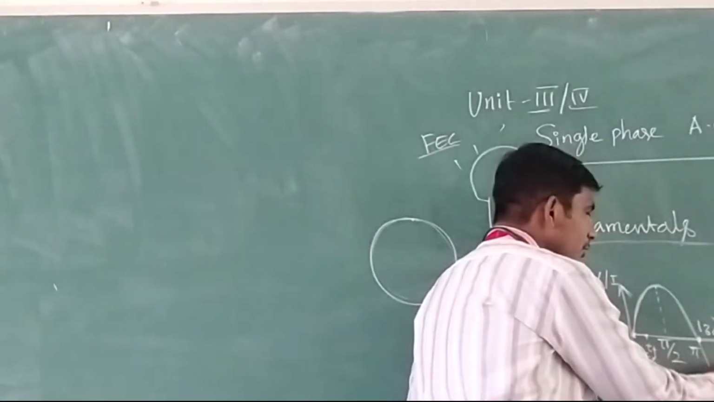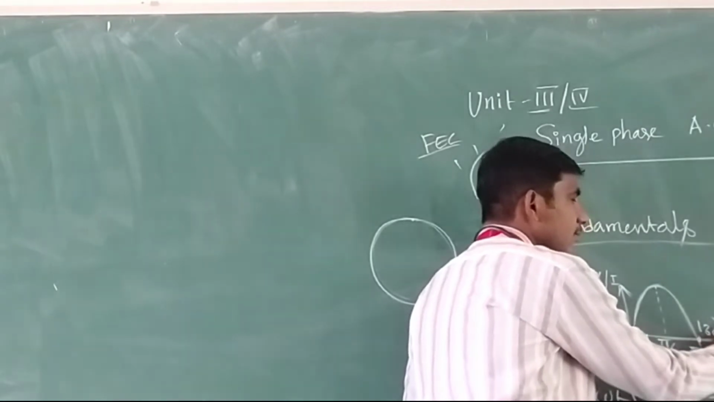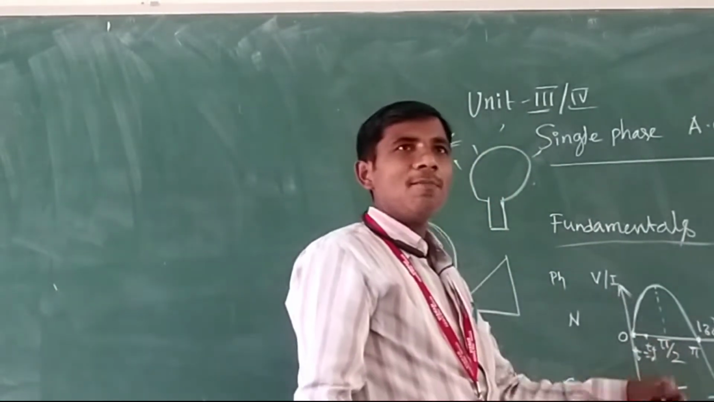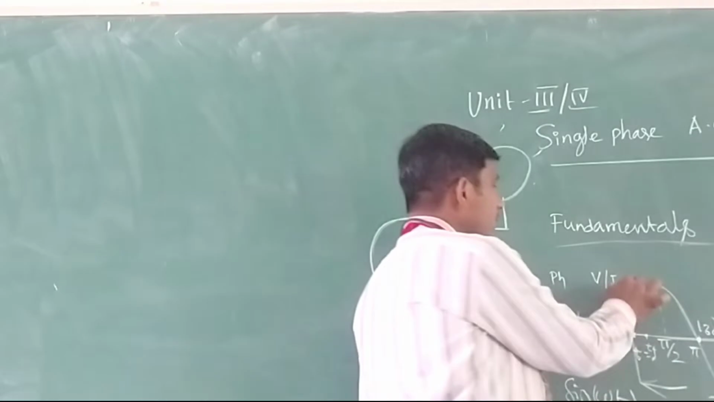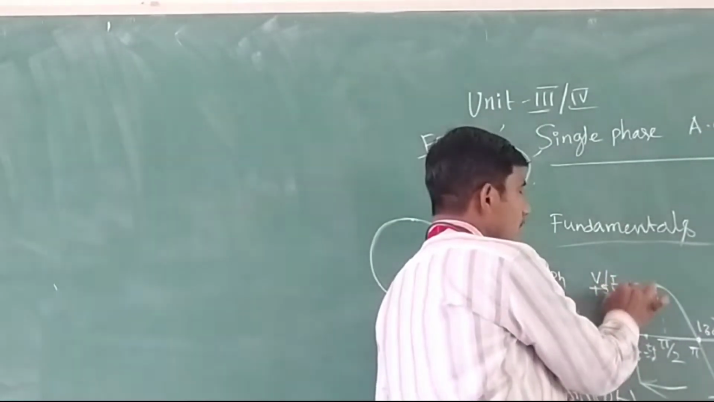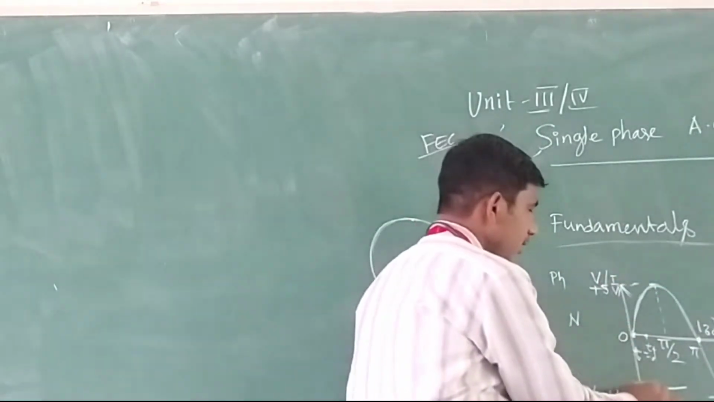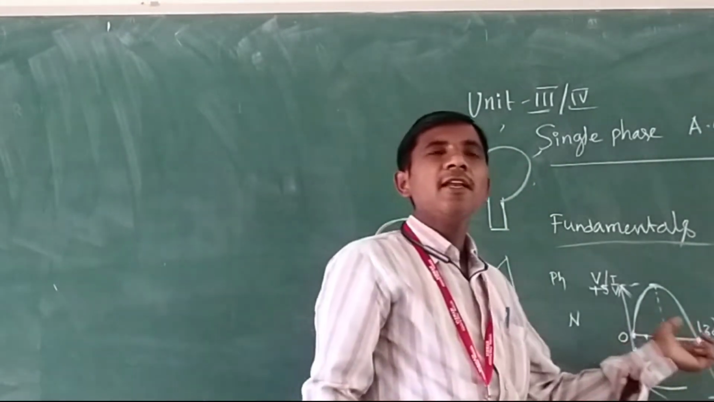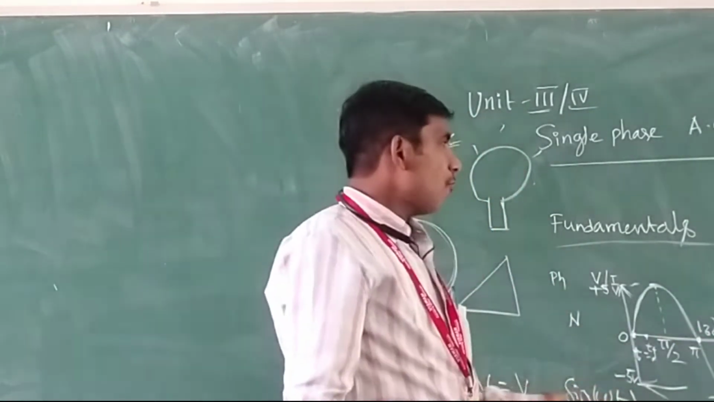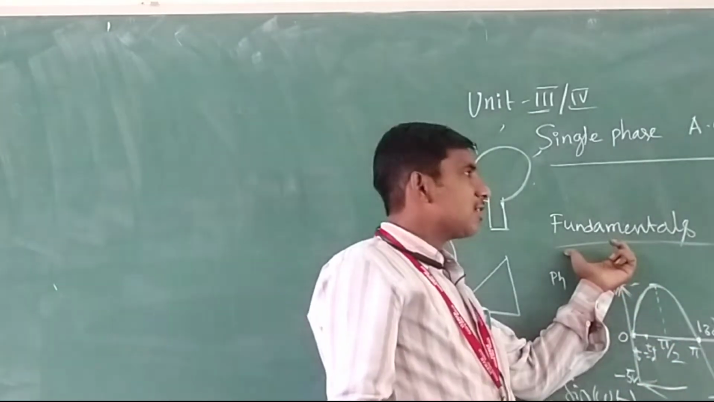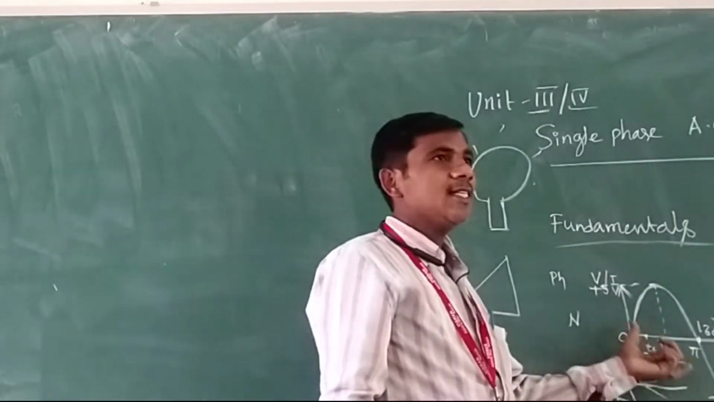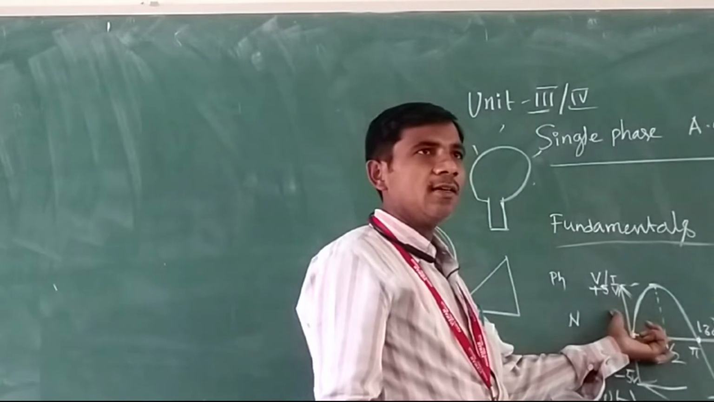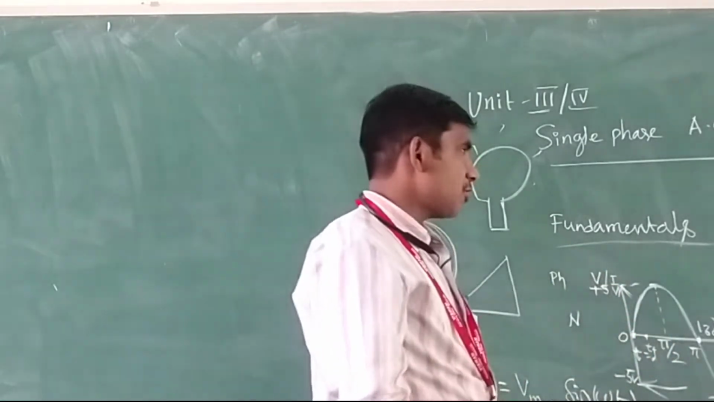Peak amplitude we get at pi by 2. Again, the negative peak amplitude we get at 270 degrees. Any voltage, it may be plus 5 volts or plus 10 volts, or minus 10 volts, minus 5 volts. Like that we can represent any AC signal. Now, what are the relations and definitions belonging to an AC signal? Fundamentals of AC quantity.